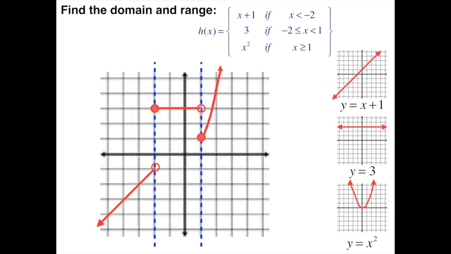Okay, so we can't have two closed circles here because if x were to equal 1, it can't equal two different things here. So you'll notice that sometimes you will see it where they're both open circles, but you'll never see two closed circles here.